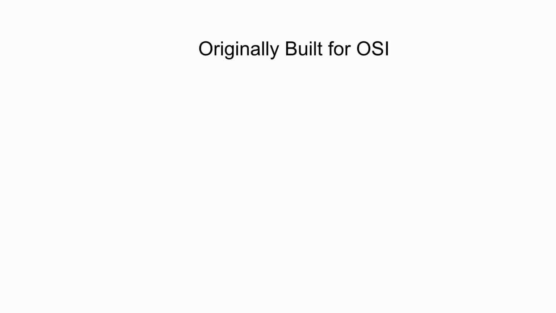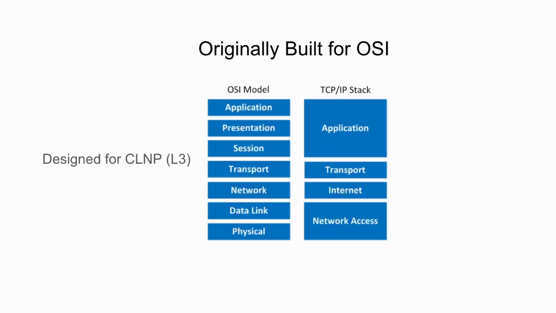So IS-IS stands for Intermediate System to Intermediate System. The cool thing is it wasn't even made for IP. Back in the day, it was designed for the OSI stack to route something called CLNP. But instead of dying with OSI, it got extended for IPv4 and IPv6 on the TCP/IP stack, and it's still used in massive service provider networks to this day.